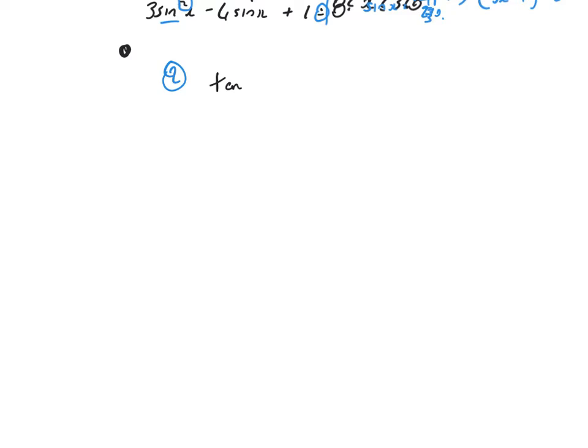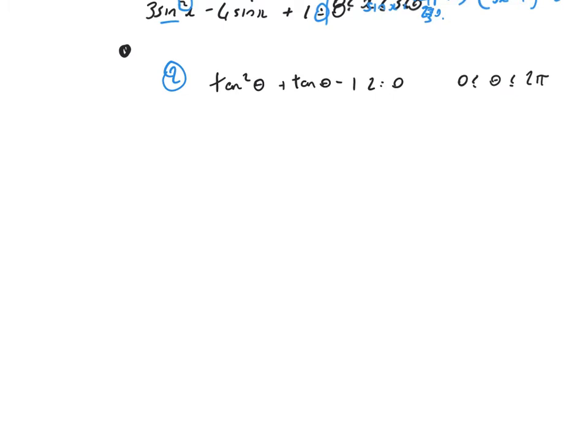Question 2. We've got tan squared theta plus tan theta minus 12 is equal to 0. And we're looking for solutions that lie between 0 and 2 pi. So this time, let's get the calculator into radians mode. And if it's not a calculator question, then we don't need the calculator, but we still know that we're working with radians rather than degrees.